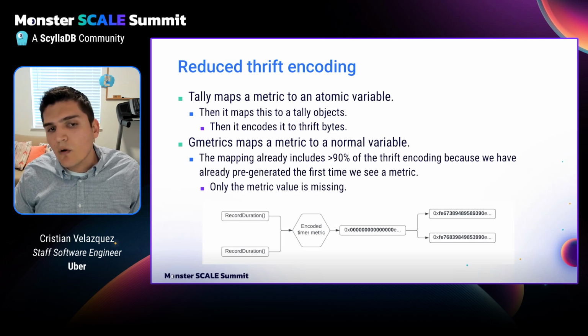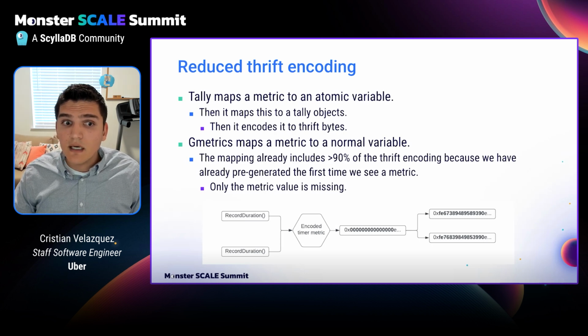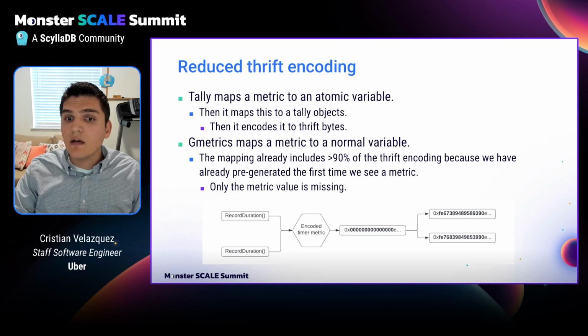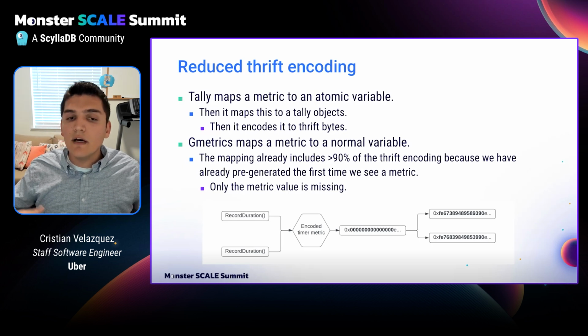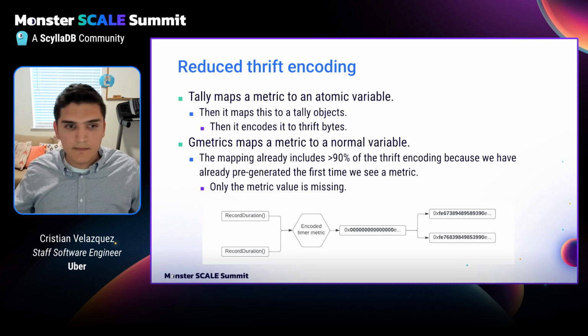In the Gmetrics world, we don't need to do that, because as soon as we receive the metric, if we have not seen it, we do the encoding to Thrift directly, and then the subsequent times that we need it, we already have that encoded. The only thing that we need to go and change is the value. So if you have 10 tags, you are basically saving the encoding of those 10 tags.